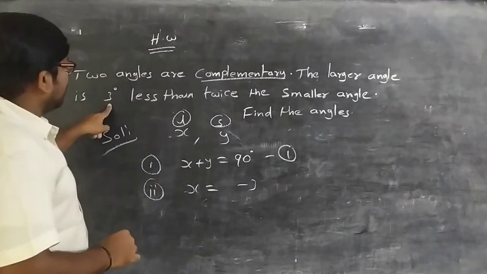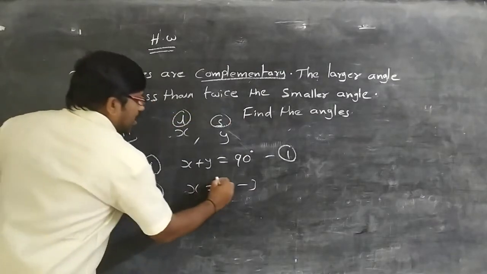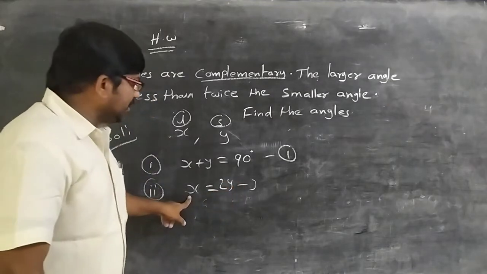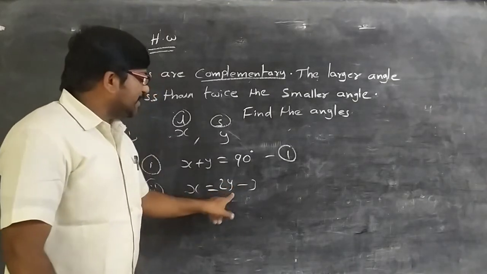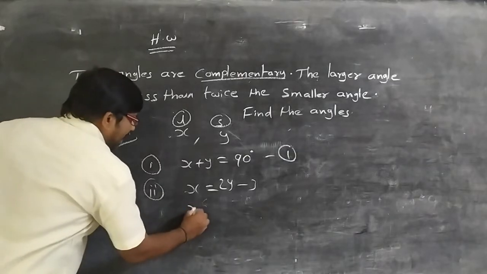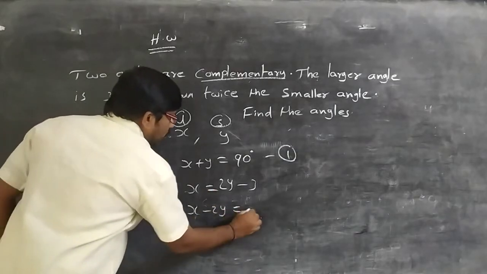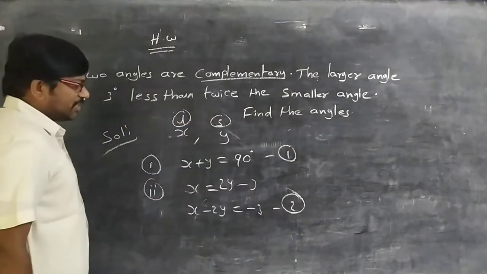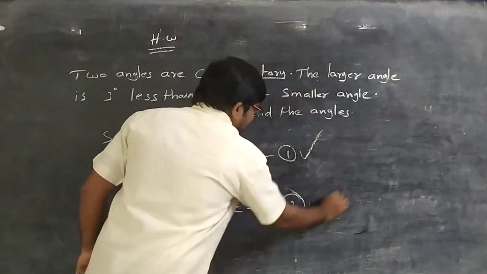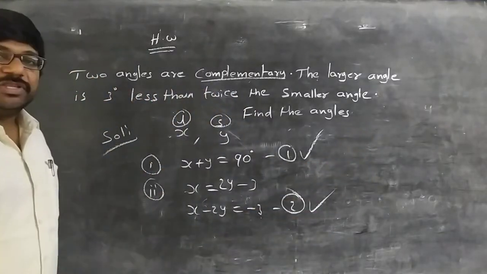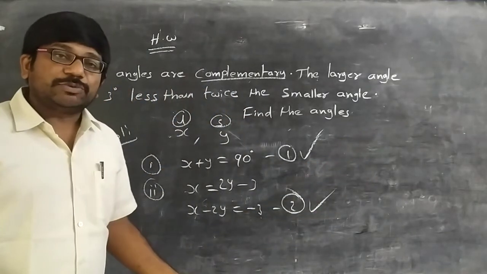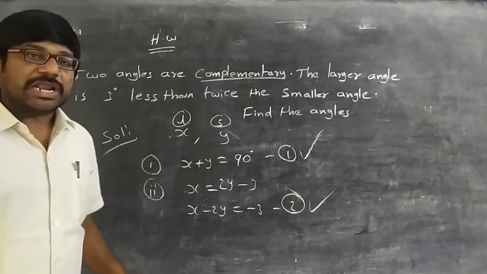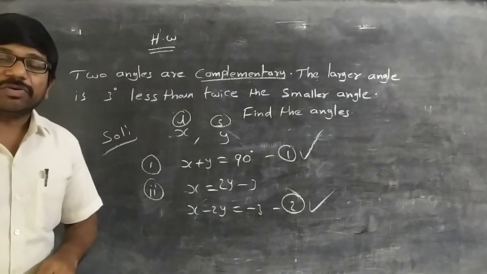Less means minus 3. Twice the smaller angle, 2 into the smaller angle y, right? The larger angle is 3 less than twice the smaller angle. So from this, x minus 2y is equal to minus 3, we get the second equation, right? So it is the first equation and it is the second equation. By solving these two, by the elimination method or substitution method, any method, we get the larger angle and the smaller angle. So this is homework for you, try yourself.